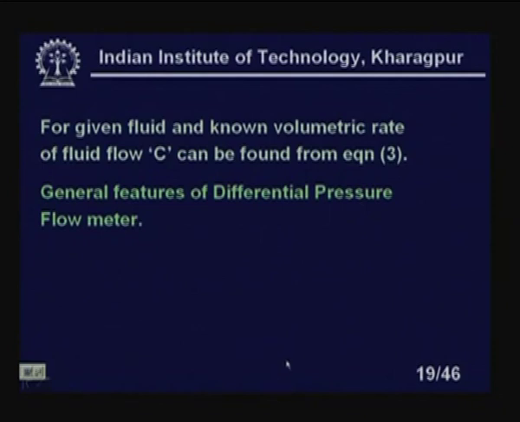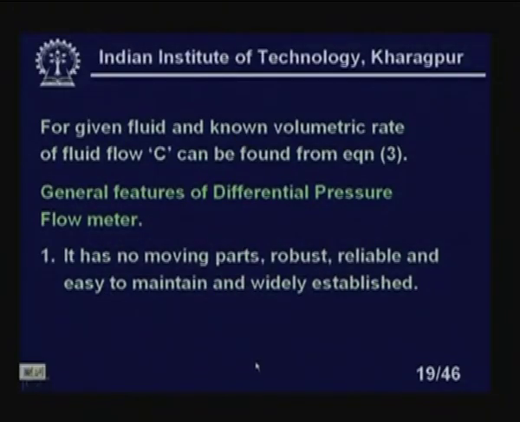Now, general features of the differential pressure flow meter. So, what are the general features? Let us look at them. These are most important, and that is the reason it is used widely in the industry for the last several decades. Number 1, it has no moving parts. So, it is robust, reliable, easy to maintain and widely established. It is established over the years, it is documented, data are available. All these supports we are getting from past users. So, that is the reason it is used widely in the industry.